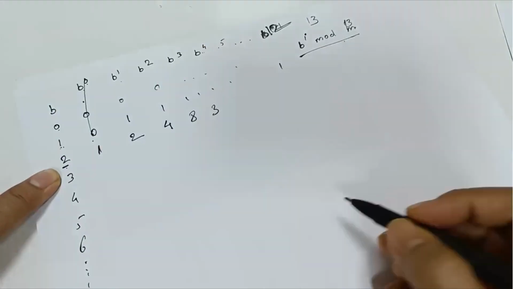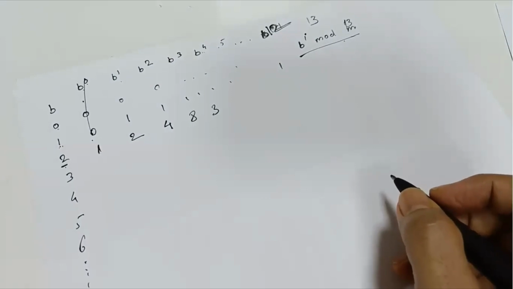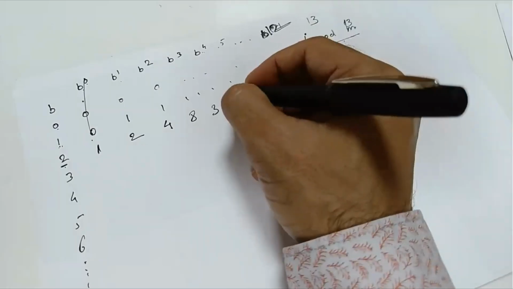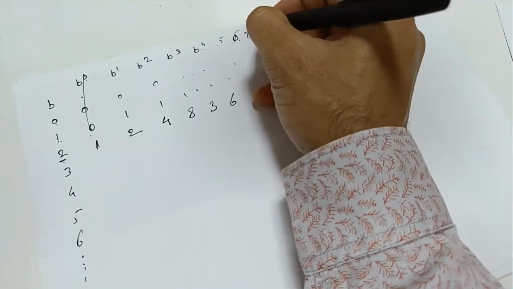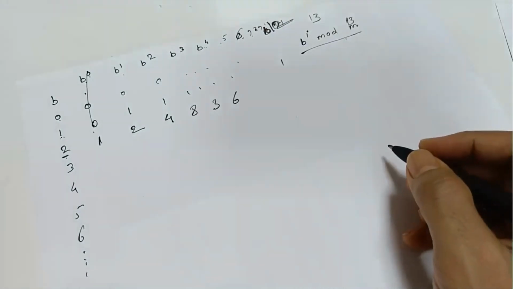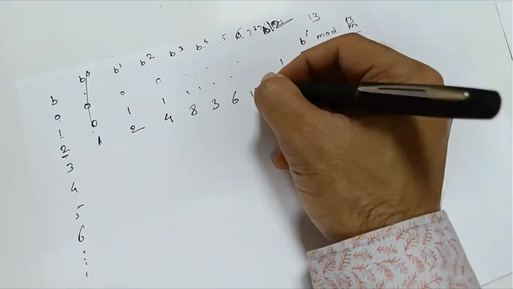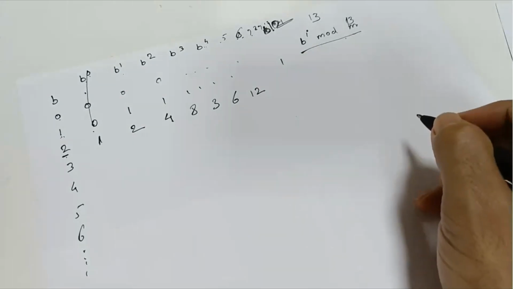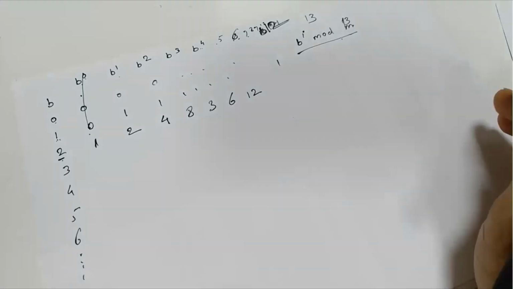We can't ignore this one. So 6. 2 raised to 6, 7, 8, 9, 10, 11. It's too much. 2 raised to 6 mod 13 will be 12. Okay, I don't know, I'm just believing you. Just give me the values.